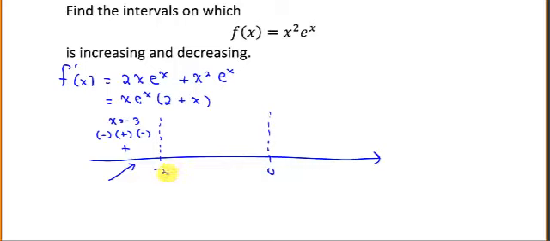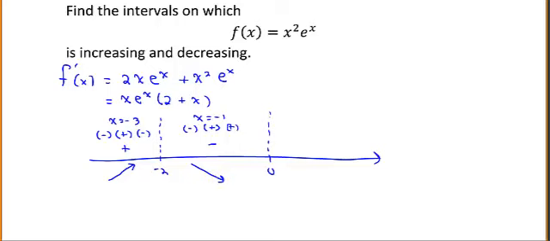Let's go between negative 2 and 0, say x is negative 1. If x is negative 1, x is negative. E to the x, as we said, is always positive. Think of its graph. And if x is negative 1, we'd have 2 minus 1, which is positive. So we have a negative times a positive times a positive. That's negative. So we must be decreasing on this interval.